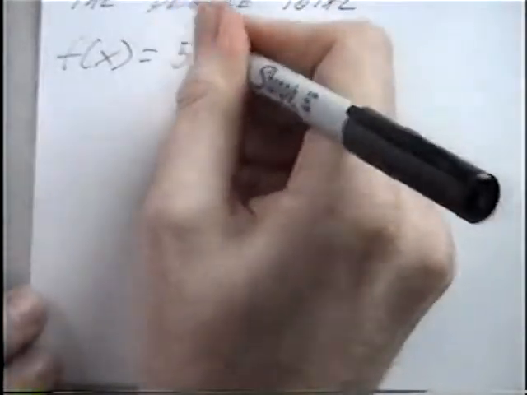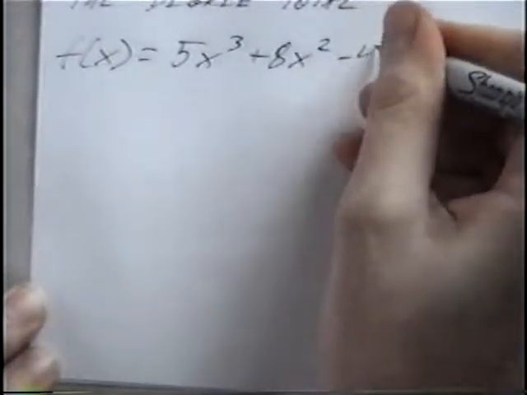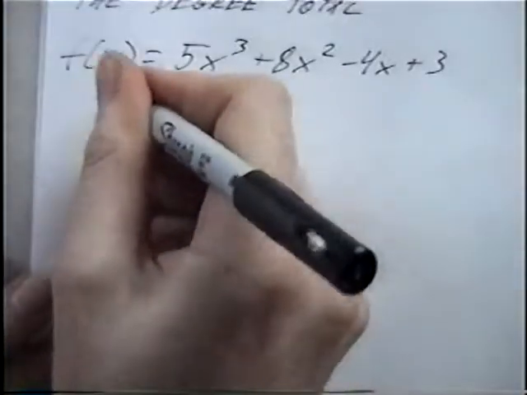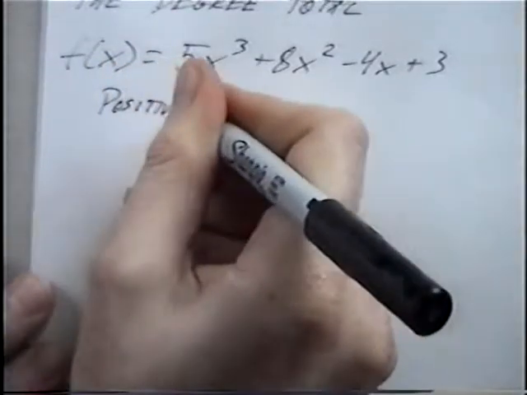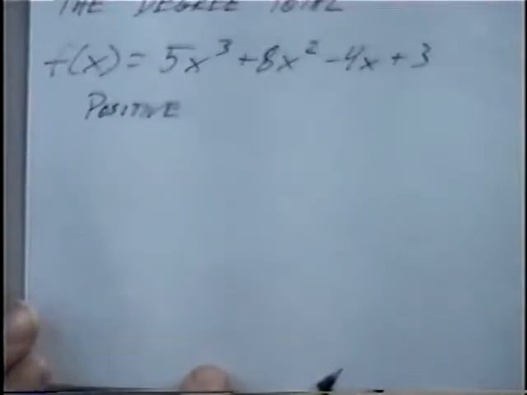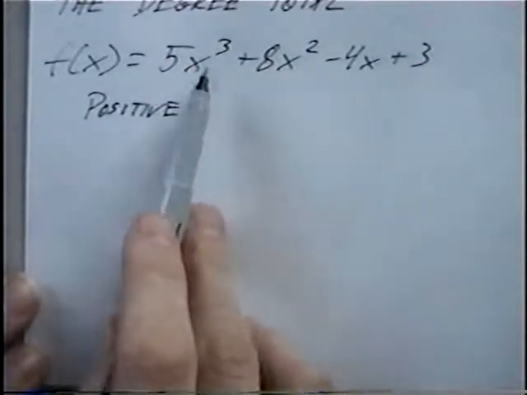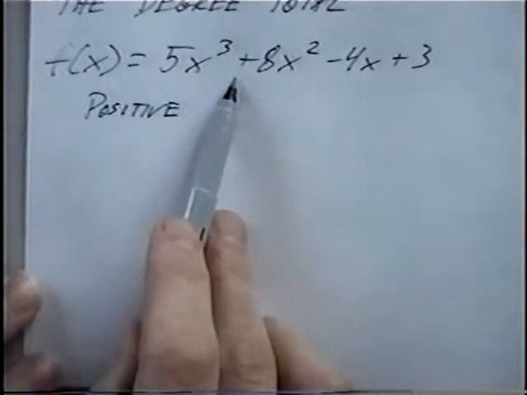The first question that will find the type of zeros is f of x equals 5x cubed plus 8x squared minus 4x plus 3. For the positive zeros, we will count the sign changes. How many times the function goes from positive to negative or negative to positive.